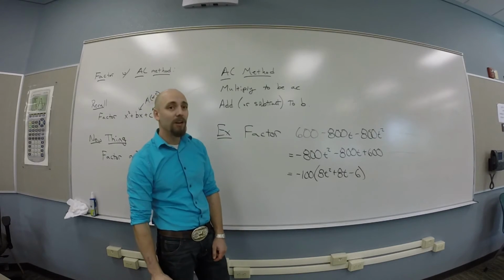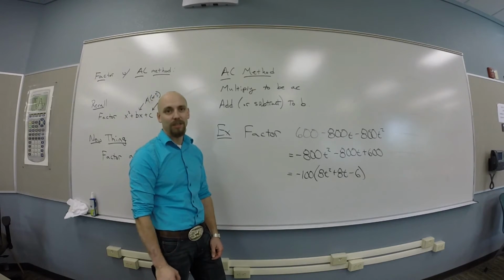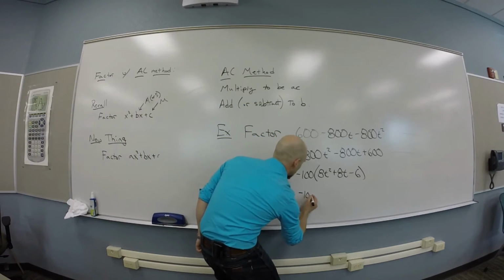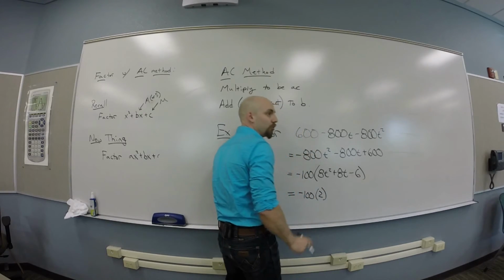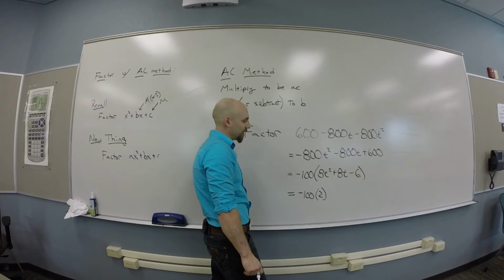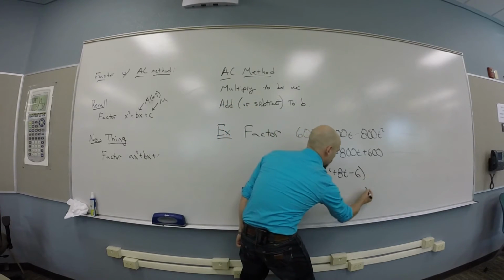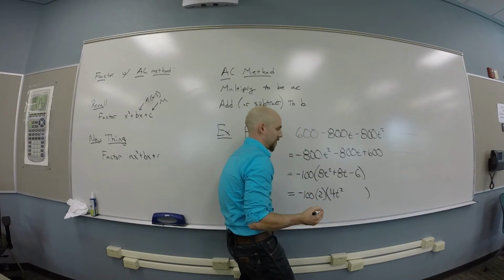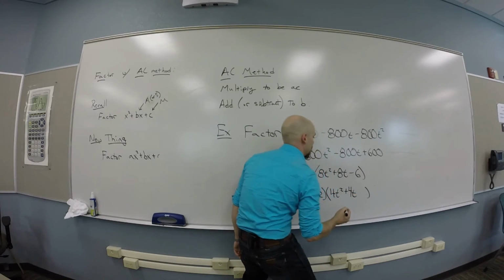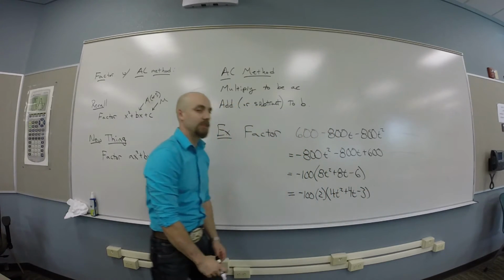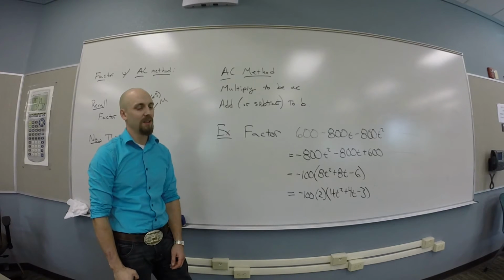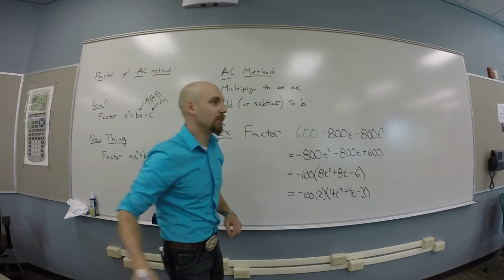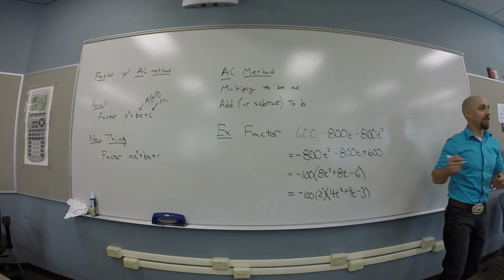Okay, and now I might notice, oh, I can still get something out of this. I can get a 2 out, right? So this is minus 100, and then I'm going to pull another 2. What am I going to be left with? 4t squared plus 4t minus 3. Very nice. Now what? Okay, now we do this weird thing that we sometimes do, which is, okay, new problem.